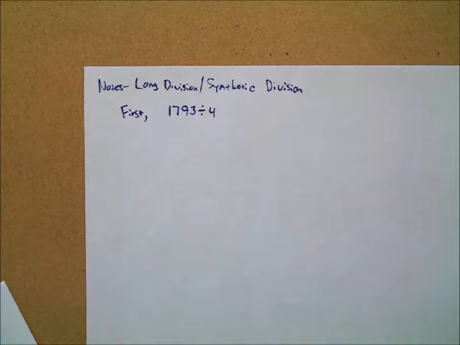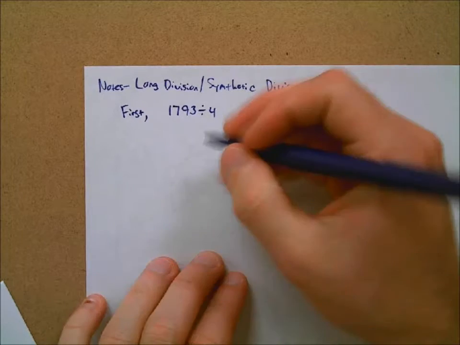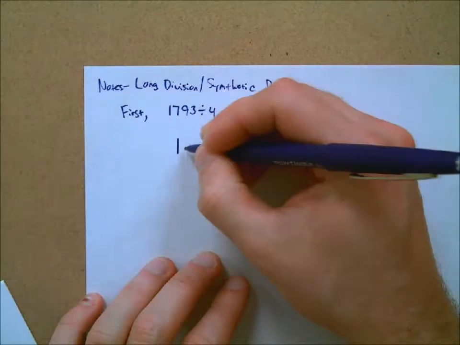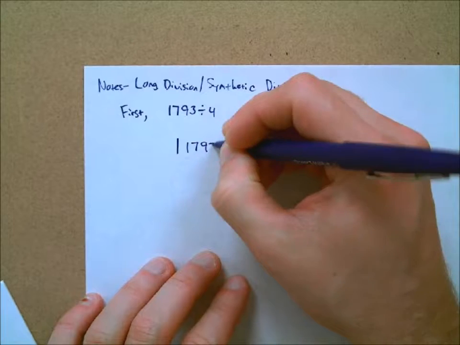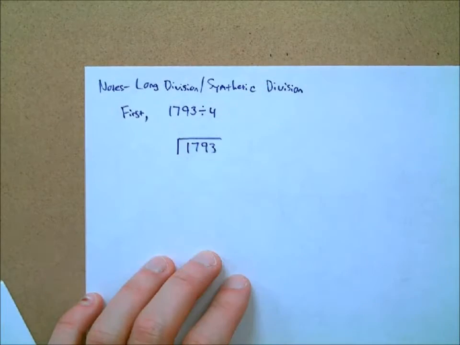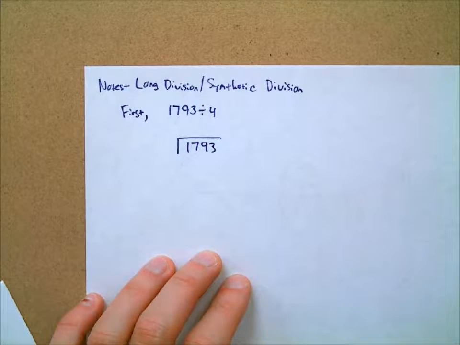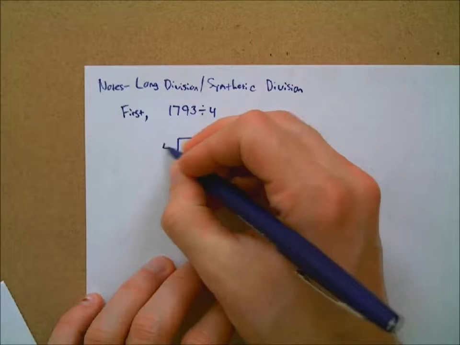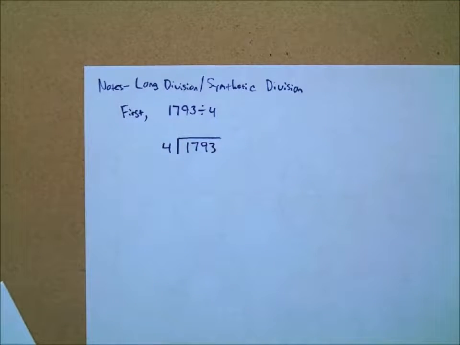So let's review this algorithm that we have for dividing numbers, okay? So we want to take 1,793 and divide it by 4. We'll take that 1,793 and put it in our little box, or half box, whatever you want to call it. We'll put our 4 right there in front because we're dividing by 4.